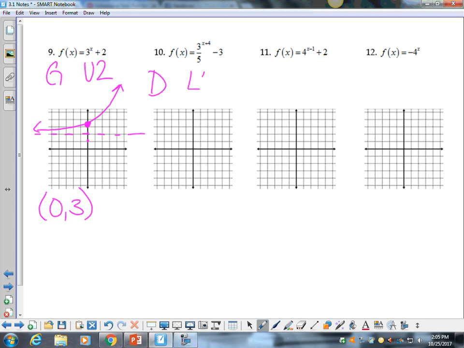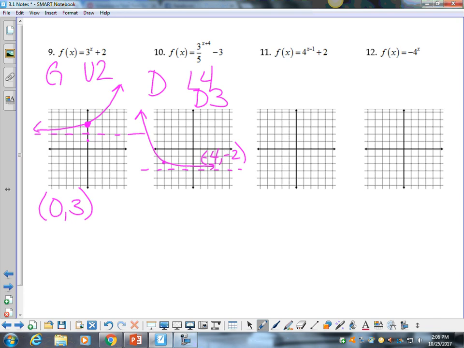Decay, left 4, down 3. Start at 1, left 4, down 3. Asymptote is 1 below it. Decay. 1, 2, 3. -4, -2. Everybody cool?